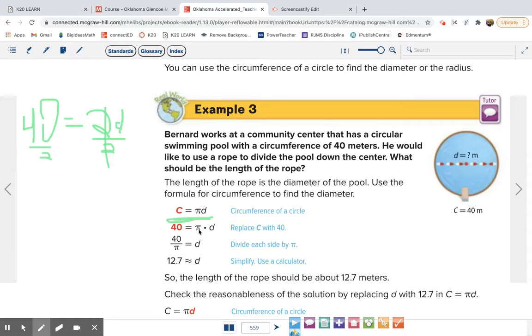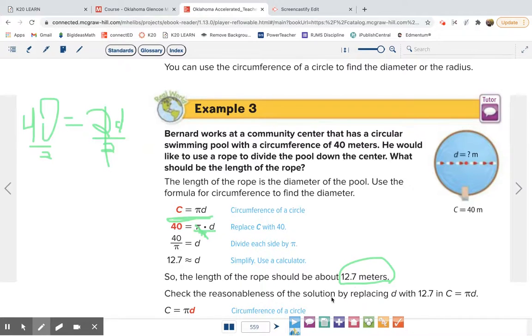It's pi. Pi is still a number. Since it's pi d, we would divide both sides by pi to get it to cancel there. You do it on the other side as well. And if you plug that in your calculator, 40 divided by pi, it's a long decimal, but when we round it to the tenths place, we get 12.7. So it's a squiggle because that means approximately, it's not exact. The diameter across the pool is approximately 12.7 meters. Make sure you go back and put your units.